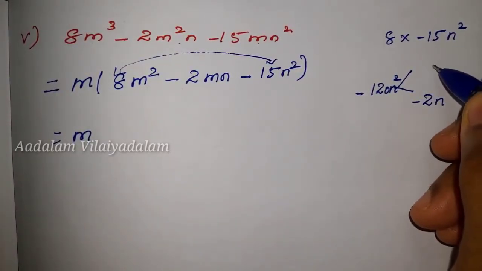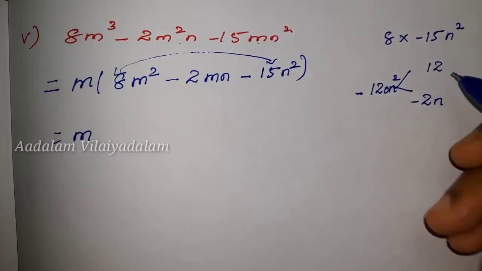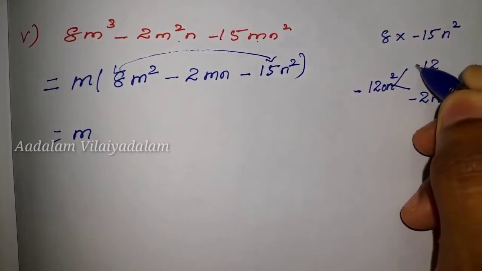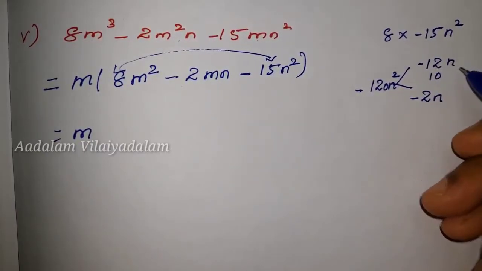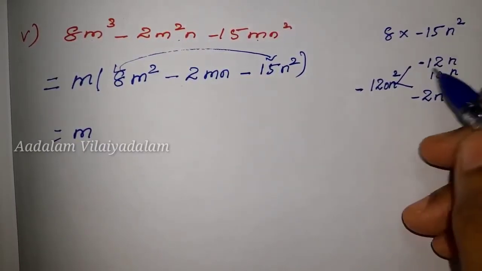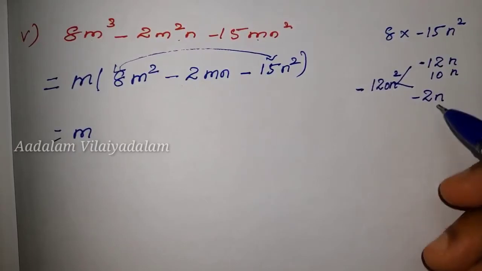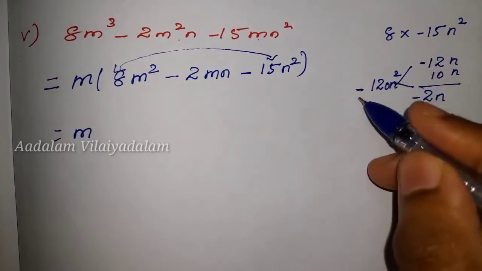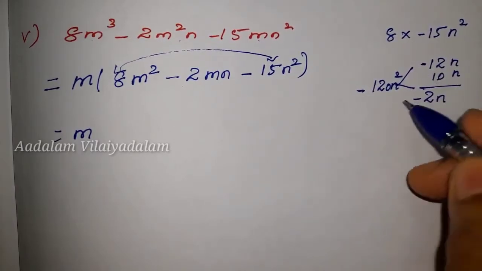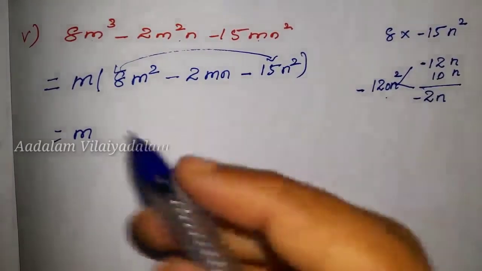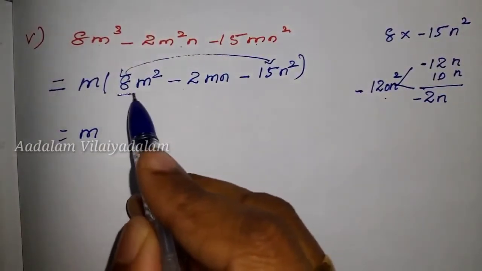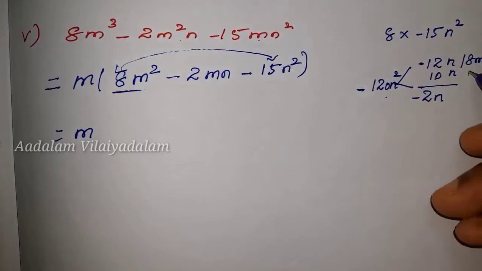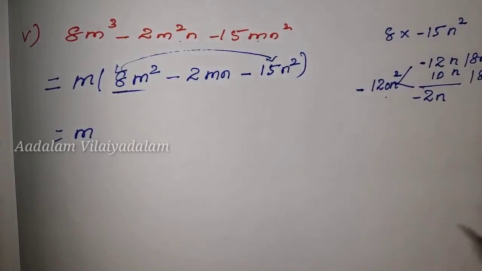So the factors are 12 and 10. So minus 12 plus 10, the variable is n here. So minus 12n plus 10n, so the answer is minus 2n. So plus into minus is minus, 12 tens are 120 n square. So see the coefficient here, 8m. So divided by 8m, here also divided by 8m.